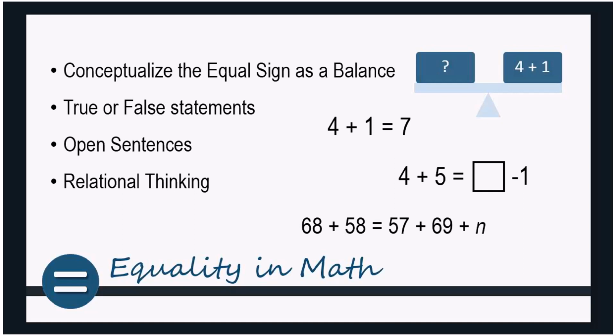And so being able to think about what's the relationship between 58 and 57 and 68 and 69 can help students think about that balance or that sameness in the equation. So hopefully this has given you a little bit of information about the idea of equality in mathematics and some things you can do with your students to help them move from the answer is to same.